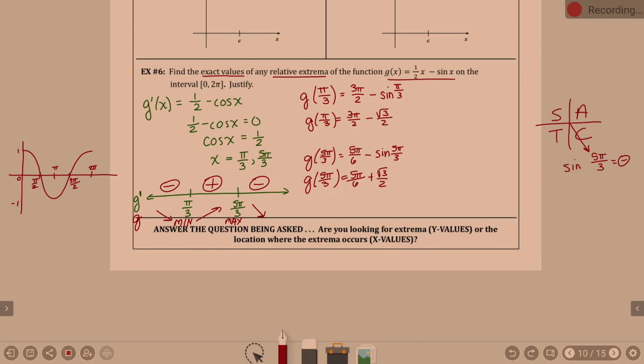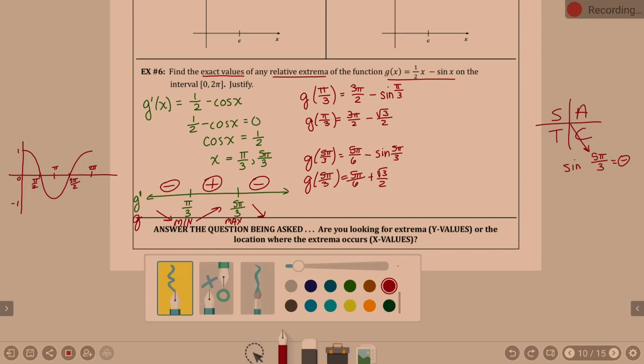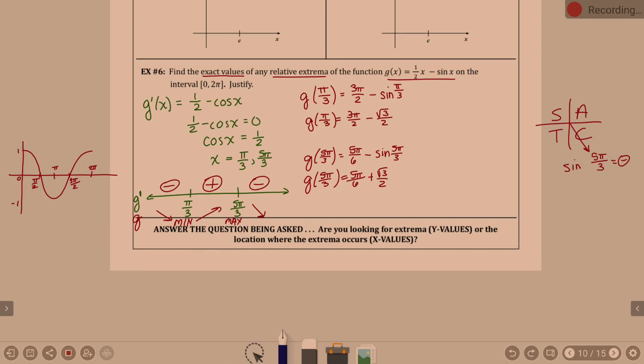Do we need to brush up on the trig some still? Okay. Officially, it did say justify. And we talk about answer the question being asked down here. Are you looking for the extrema, like the y values, or are you looking for where the extrema occurs, which are the x values? This said find the exact values of any relative extrema. That means your focus here are the y values. Okay, the extrema values are your y values.